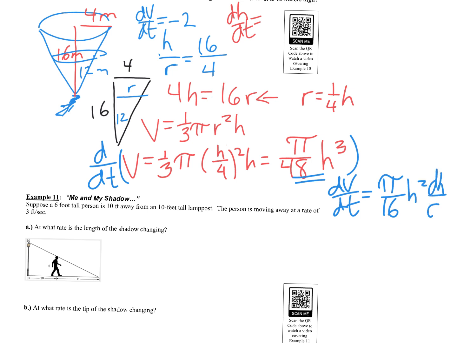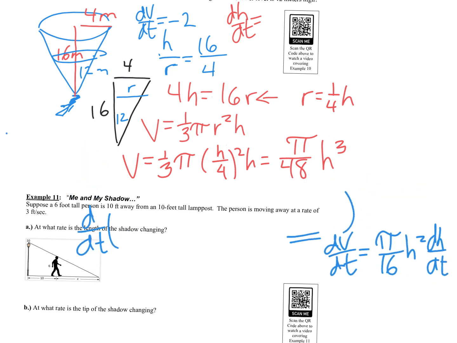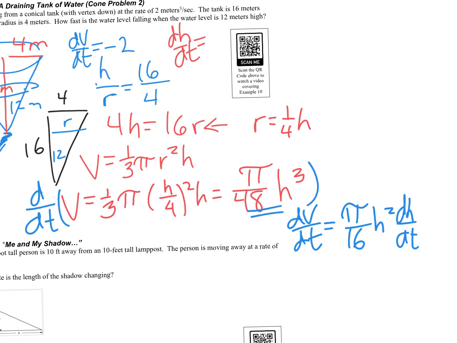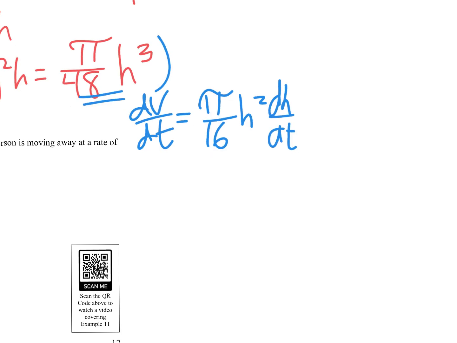Okay, so what do we know? You said dv dt was just -2? Okay, cool. And we had h as well, didn't we? H is 12. We can finally use it. So h is 12. So I've got negative 2 is equal to pi 16 times 12 squared dh dt.